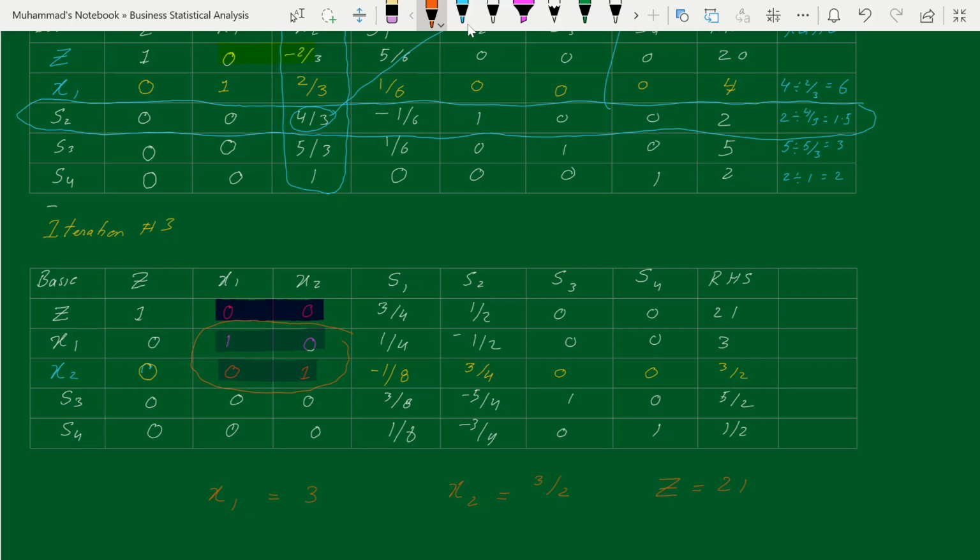So this is how we use the simplex method to solve a maximization problem. You can also solve a minimization problem, but in that case you just choose the maximum number among the coefficients of variables in the objective function.